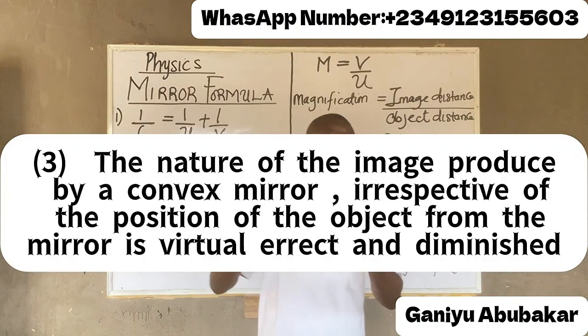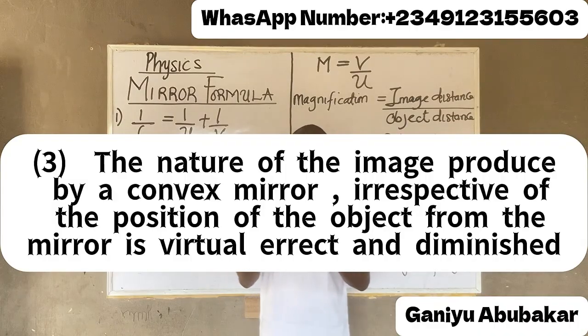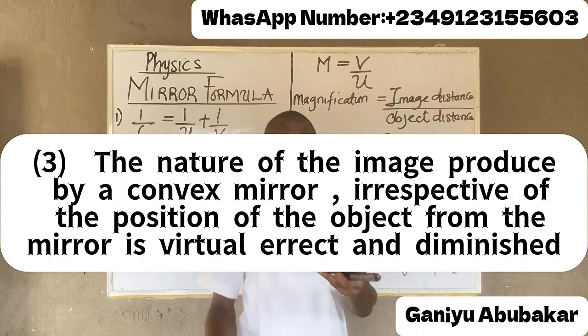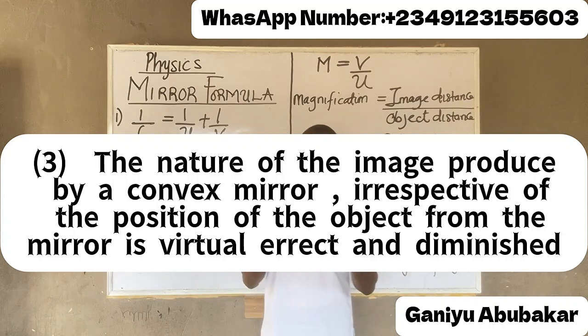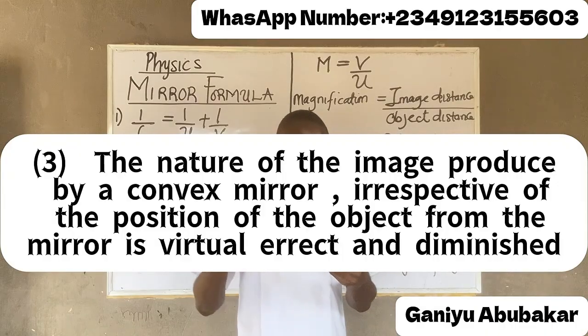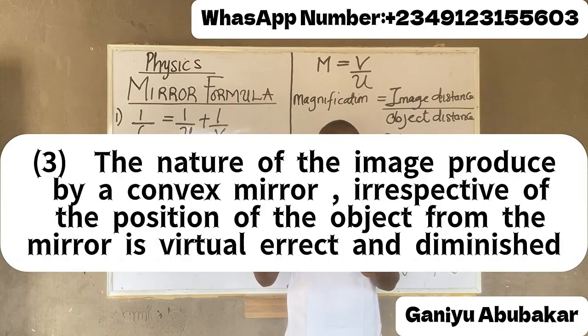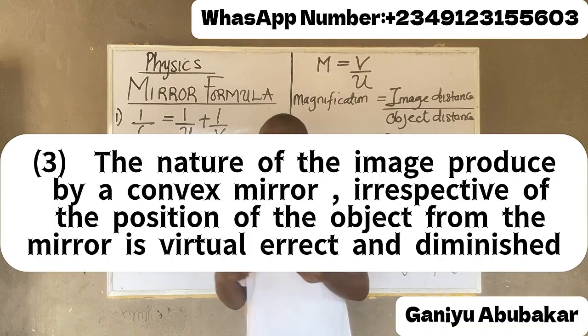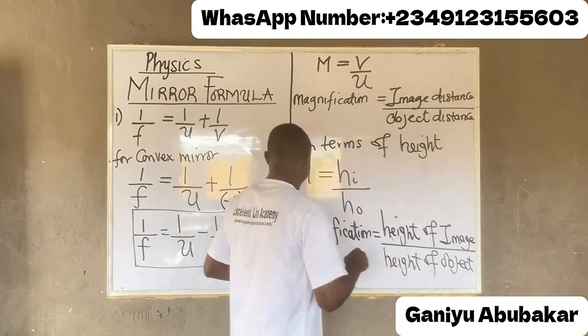irrespective of the position of the object from the mirror, the nature of the image produced by a convex mirror, irrespective of the position of the object from the mirror, is virtual, erect and diminished.